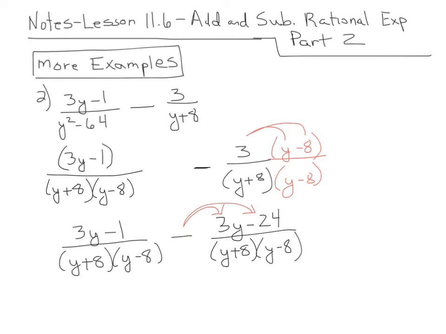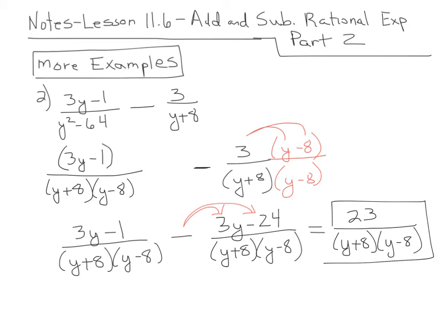Alright, so here we go. We have 3y minus 3y. 3y minus 3y, that's gone. Then we have a negative 1 minus a negative, because you're distributing the negative. So a negative 1 minus a negative means plus. So a negative 1 plus 24 makes 23. And then just leave the denominator alone. Y plus 8 quantity times the quantity of y minus 8. And there you go. There's your final answer.